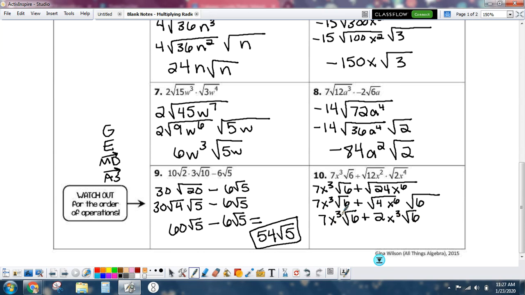Now, x cubed square root of 6, x cubed square root of 6, that is our like term. So all we're doing is taking our 7 plus our 2. And 7 plus 2 is 9, and then we're going to bring down the x cubed square roots of 6, because that is our like term.